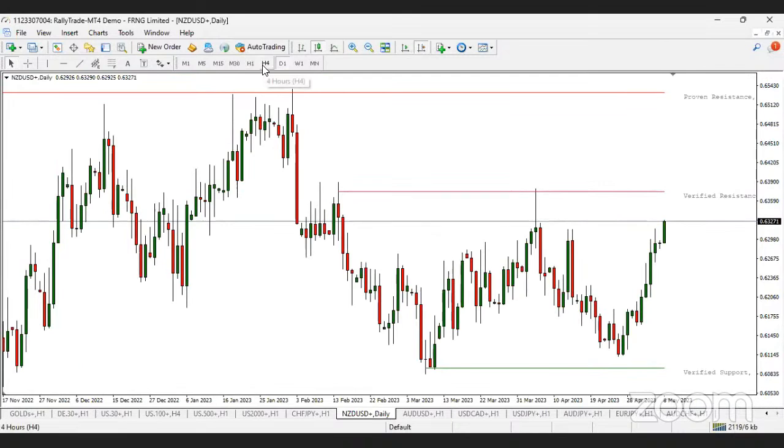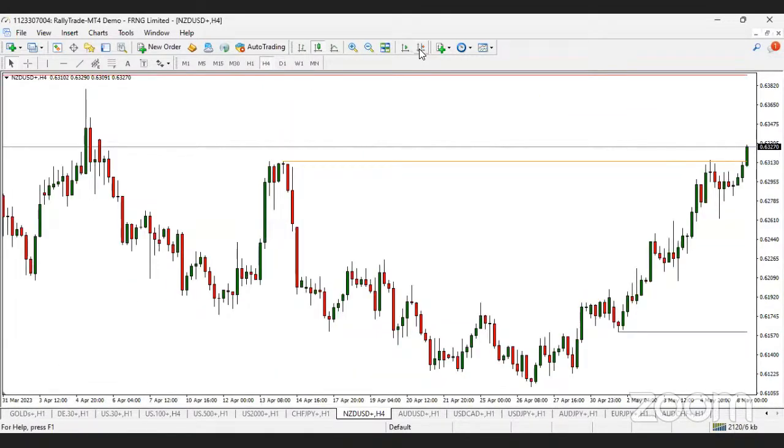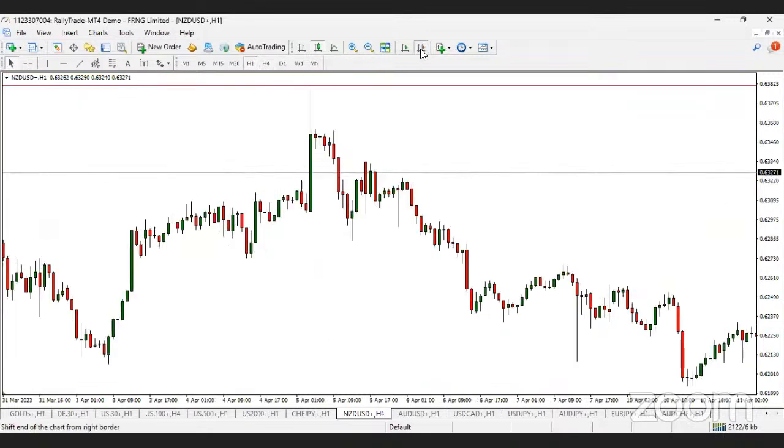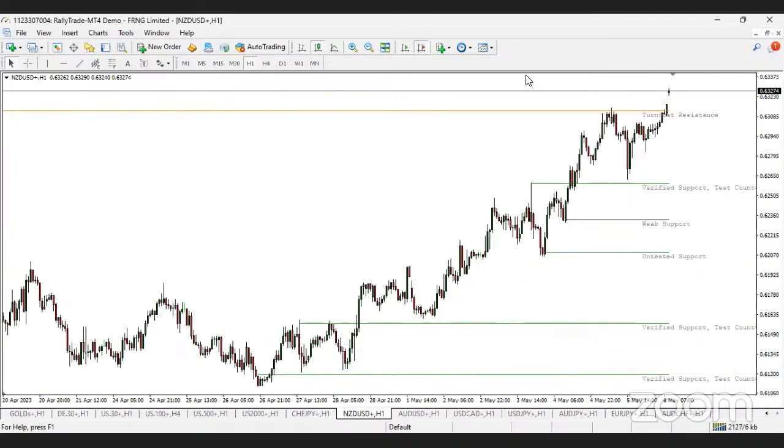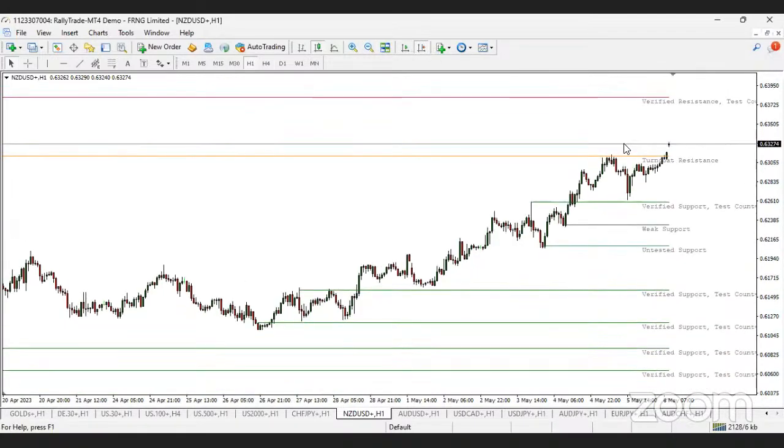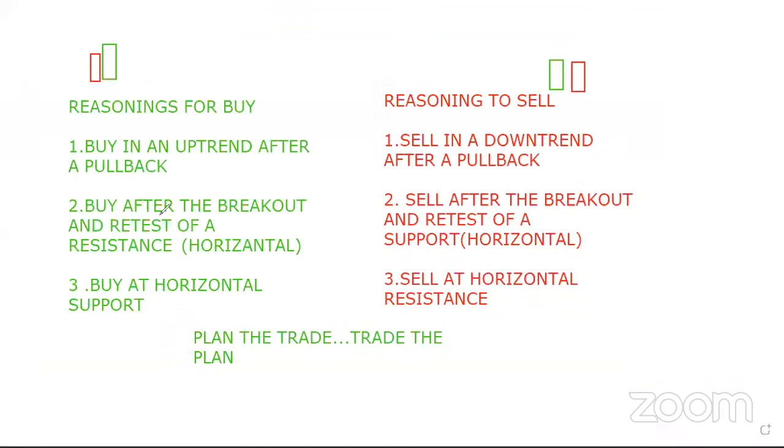It's an uptrend. On the H4 time frame, also an uptrend. Then H1, our intraday time frame, where we can pick trades and close for the day. On the intraday time frame, price has just broken a resistance. Though it's in an uptrend, price has just broken a resistance. So if we go back to our reasons to buy, anytime price breaks a resistance, buy after retest.